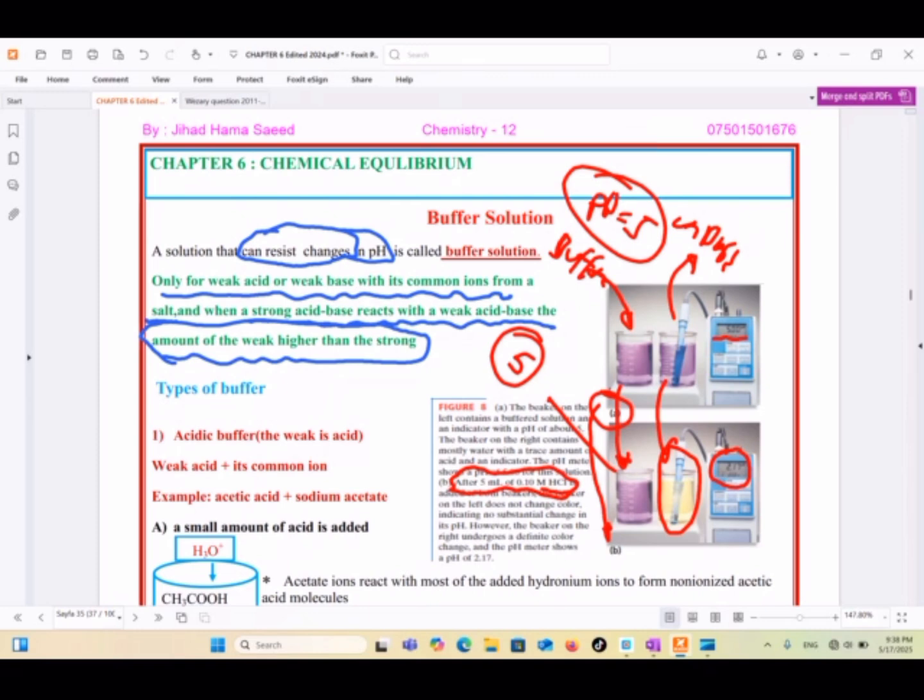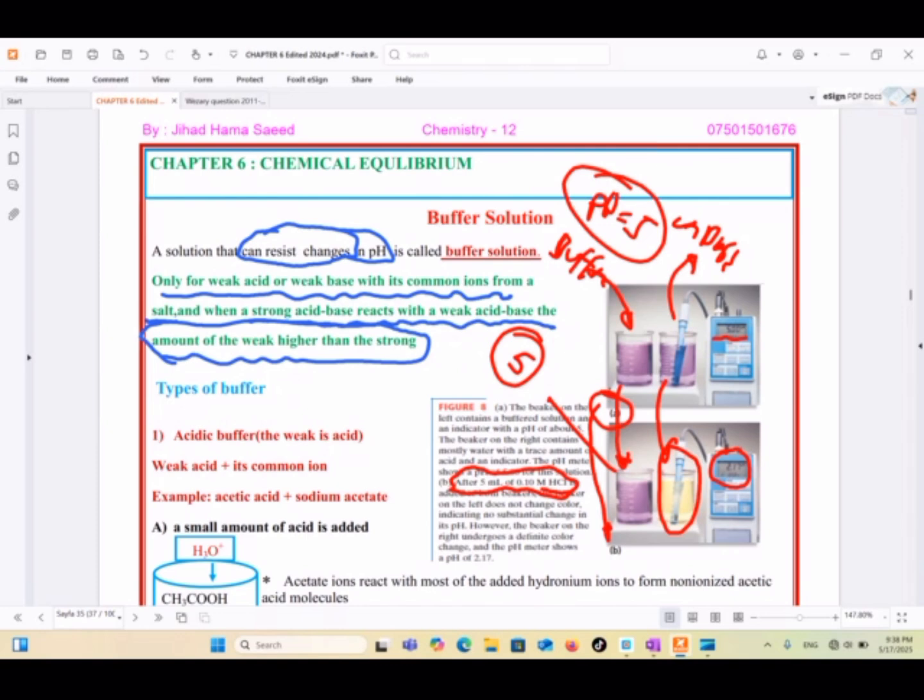The second type of buffer is in between the acid and the base, but one of the acid and the base should be weak, the other strong, and there should be the condition that the concentration of the weak should be higher than the strong in order to let the buffer solution be formed between them.